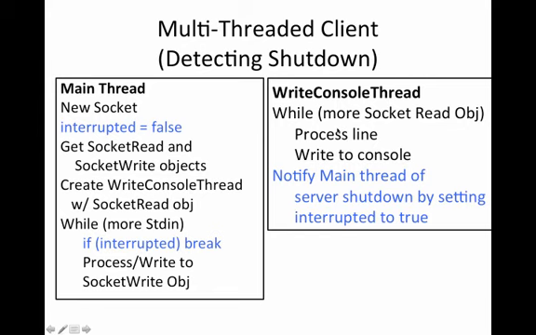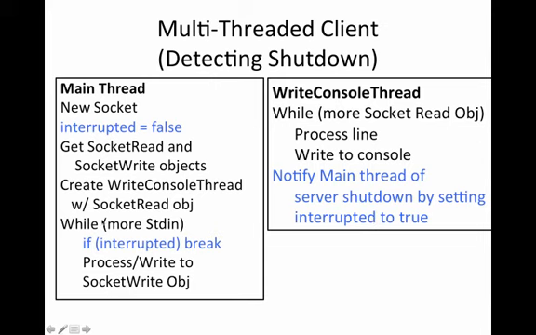So what it needs to do after it has exited the while loop, it needs to somehow notify the main thread of the server shutdown. And the way that I've done that is to define a Boolean variable in the main thread called interrupted. And the write console thread needs to set interrupted to true.